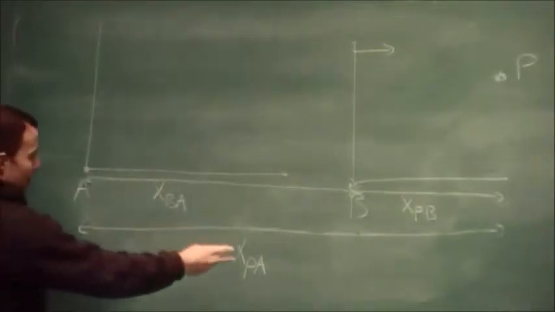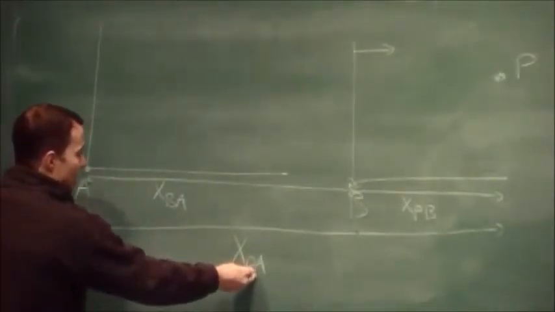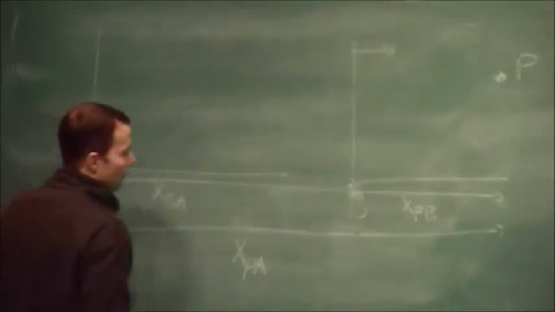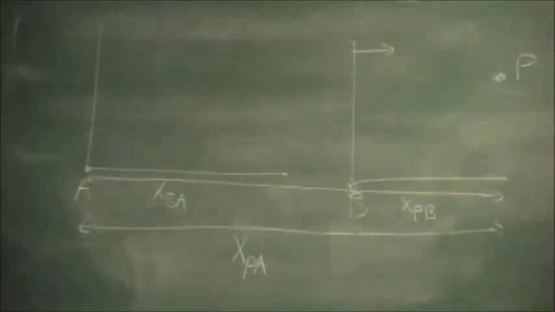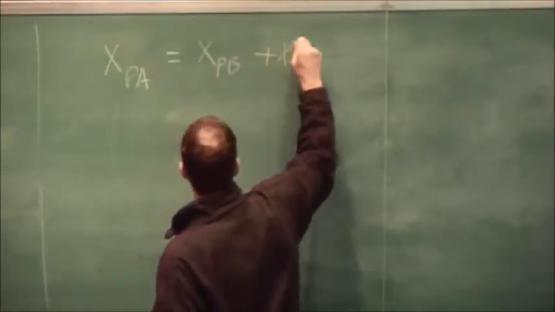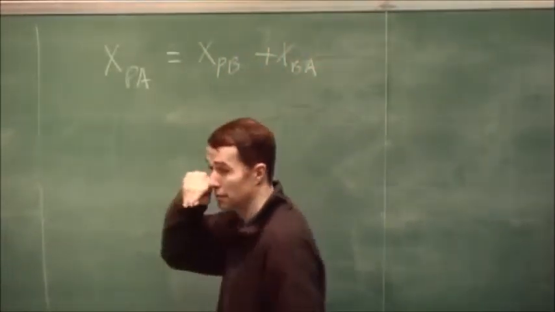So now you can see simply that XPA is the sum of XPB plus XBA. So we have XPA is equal to XPB plus XBA.